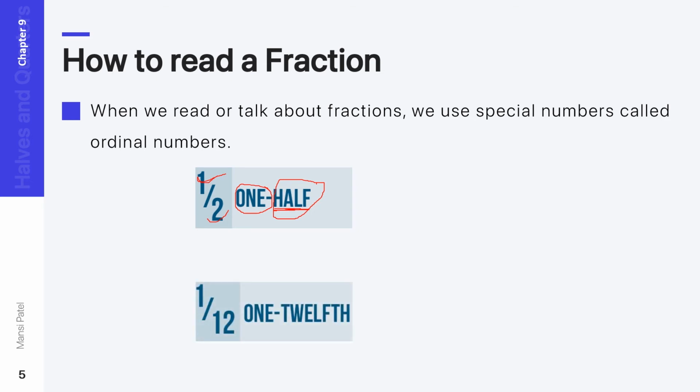Your second example is 1 upon 12. Which number is in the numerator? Number 1. So just write down 1. And then in the denominator, what is the number? Here it is 12. So just write down the spelling of 12 and then put th. So it becomes an ordinal number. So 1 upon 12 is known as 1/12.